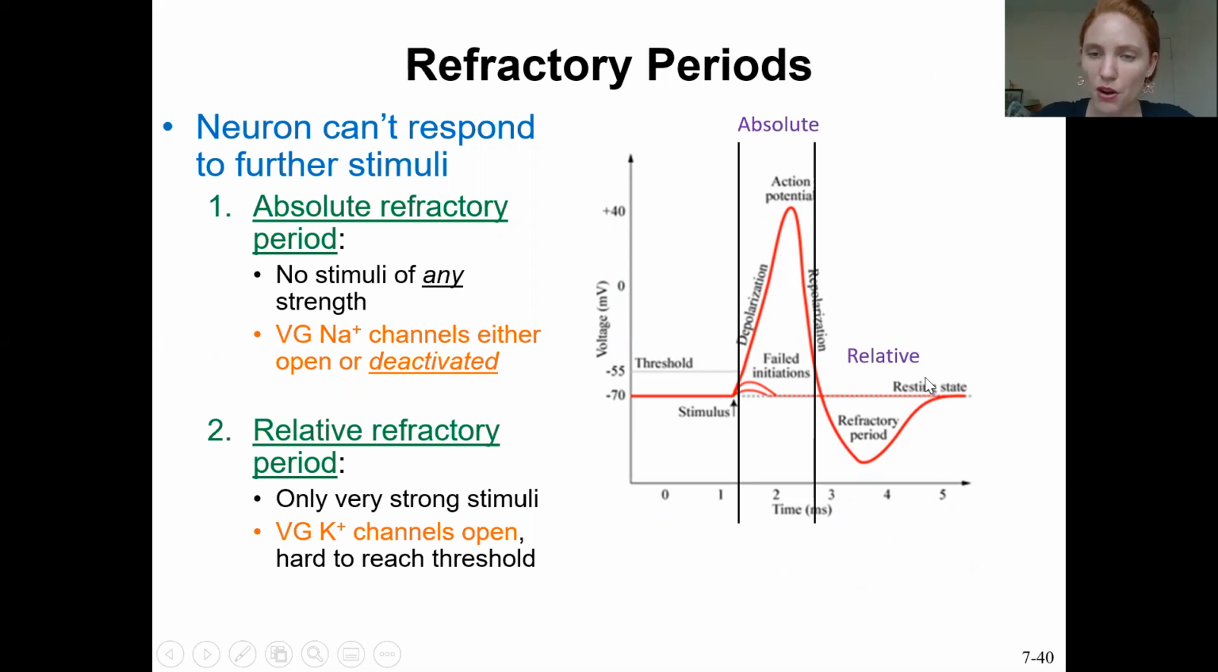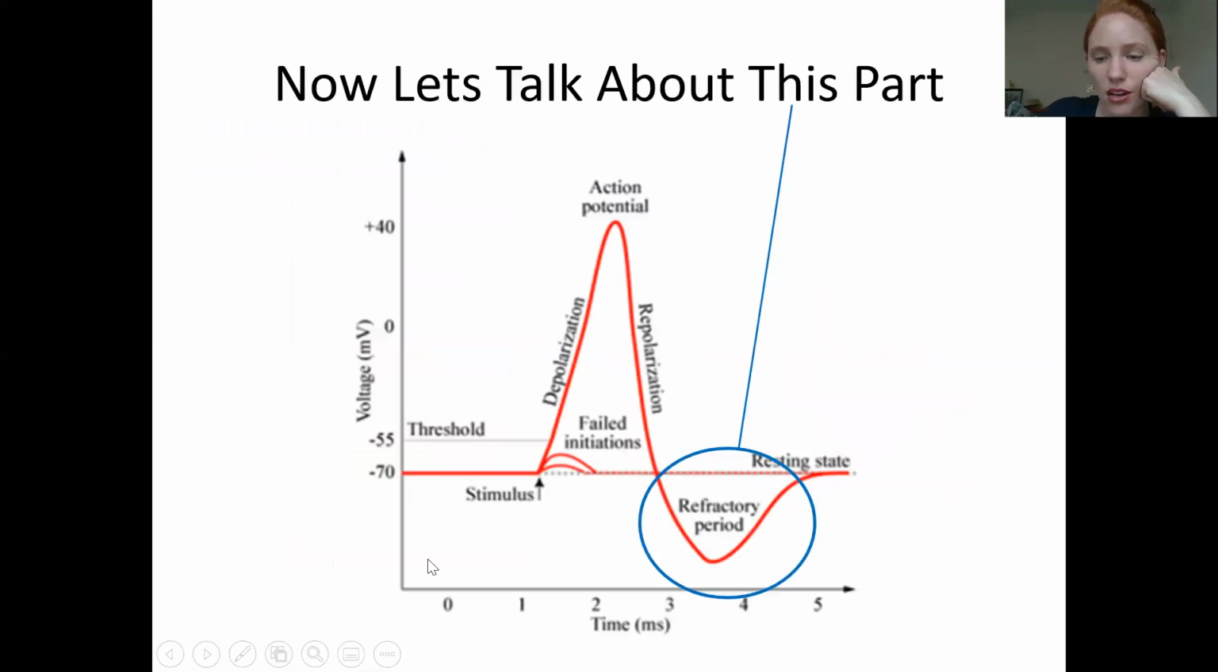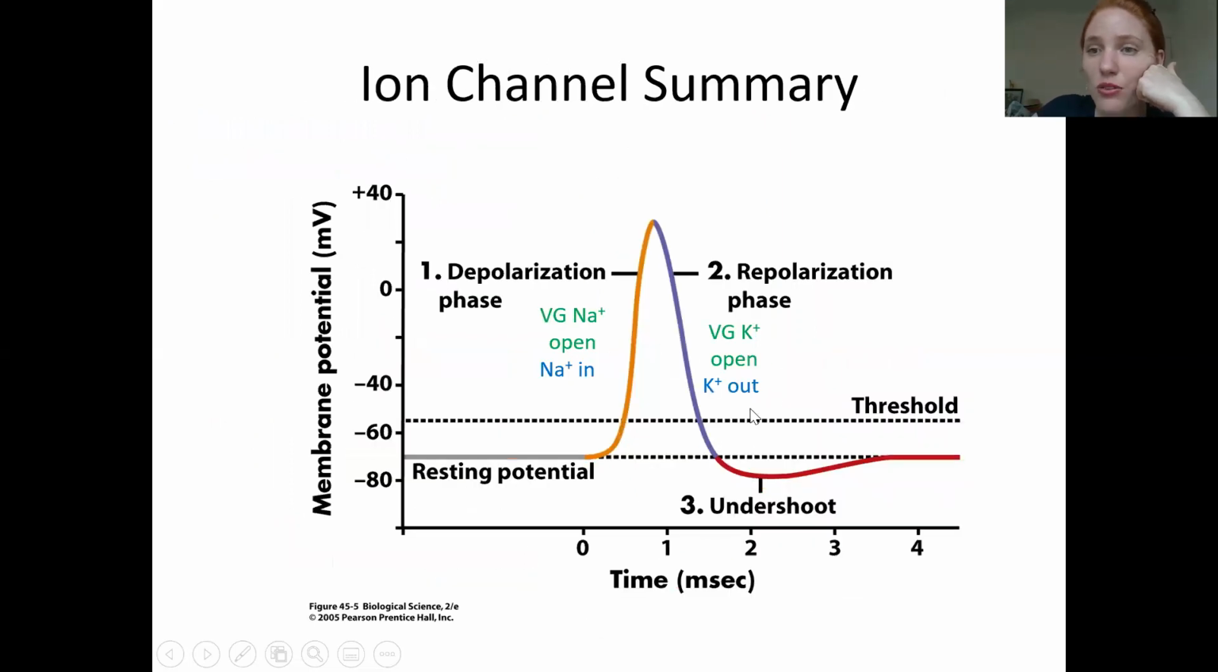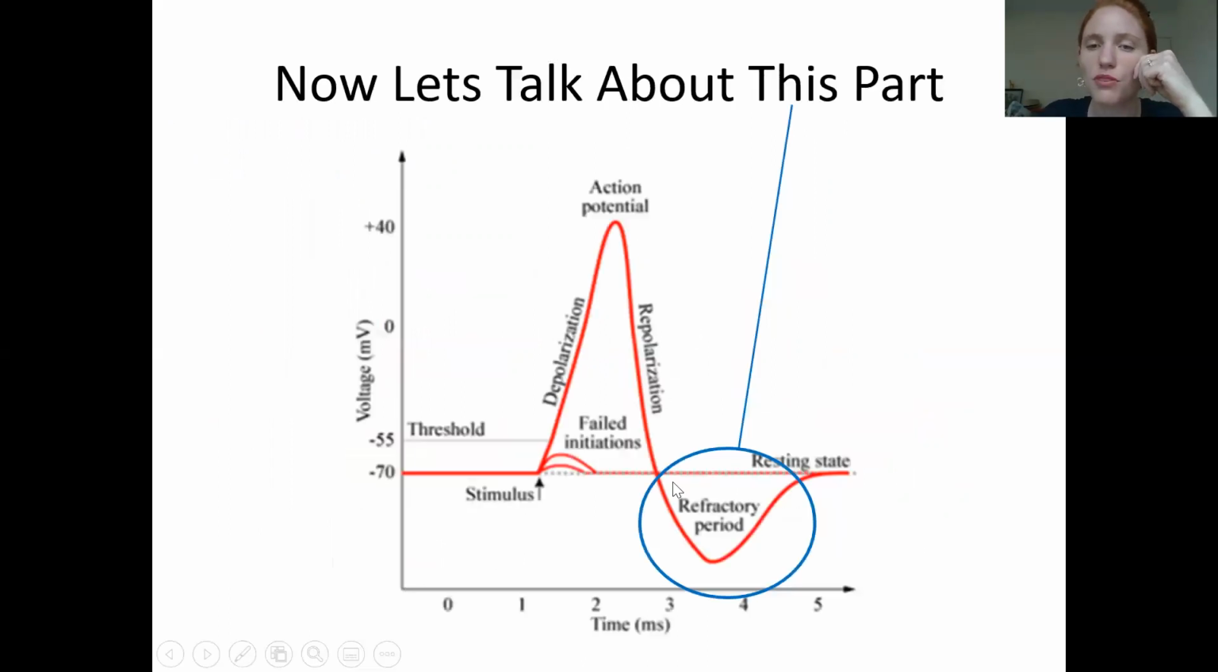This undershoot part right here is called the relative refractory period. Relative means that it is possible to create another action potential at this time, but it is very difficult to do so. The reason is that during this period, the voltage-gated potassium channels are open. That means potassium is flooding out of the cell, so you're losing a positive. That makes it very negative.